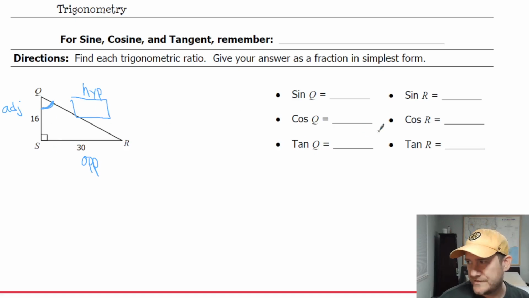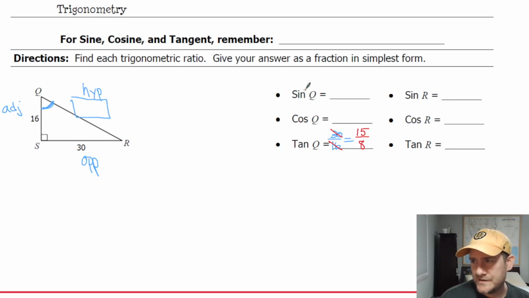But we could do the tangent right now, because tangent is opposite over adjacent. So we know that our tangent will be 30 over 16. But don't forget that every fraction you give me has to be reduced. And since 30 and 16 are both divisible by 2, you have to divide by 2 and give me your answer as 15 over 8.